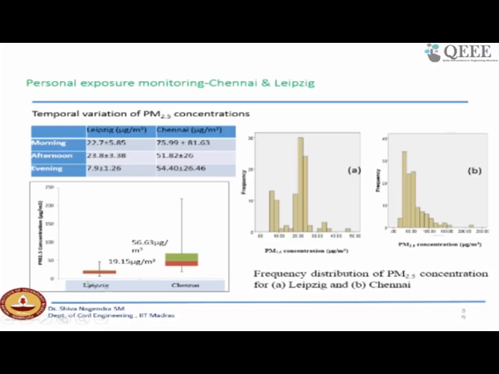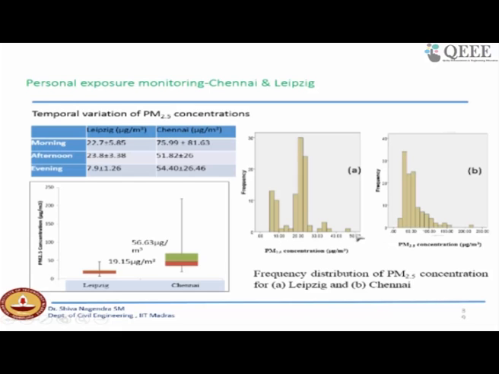So in summary, the Leipzig average concentration is about 19.15 microgram per meter cube. In Chennai, the average concentration is about 56.63 microgram per meter cube. Now this information you can use for frequency distribution.